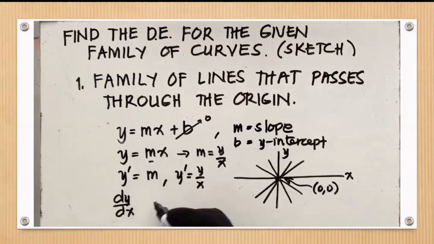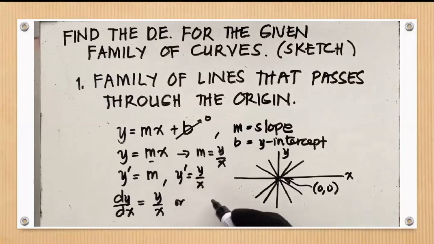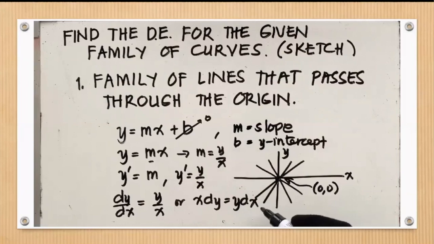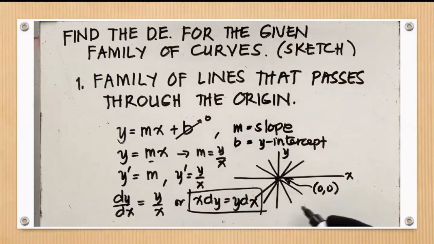or pwede mong i-arrange into a differential form. So, y prime is equal to dy over dx, the Leibniz notation, and then cross multiply mo lang, so you have x dy equal to y times dx, or you can arrange into an M dx plus N dy na format, and that is y dx minus x times dy equal to 0. So this is your final answer.